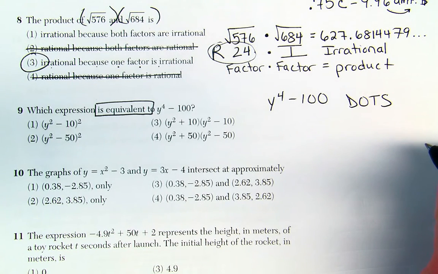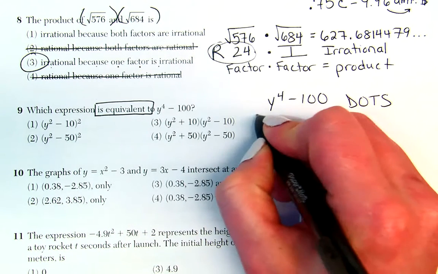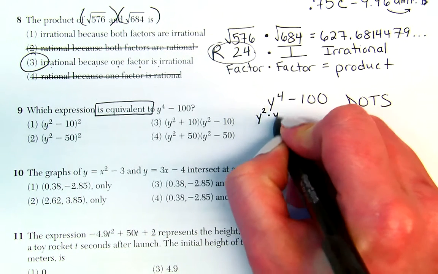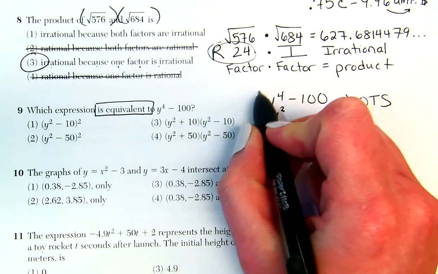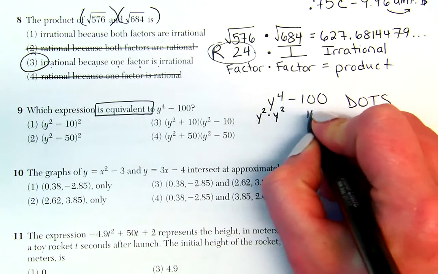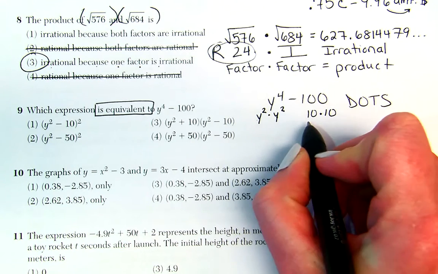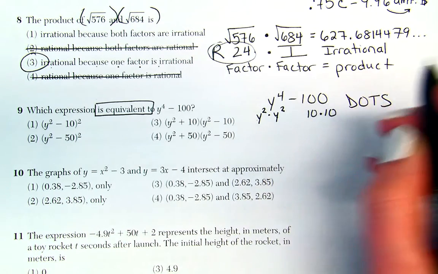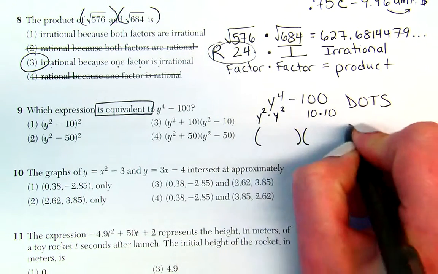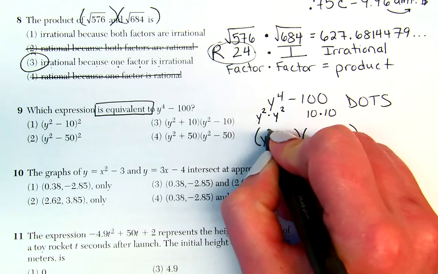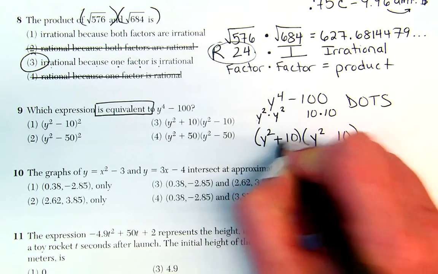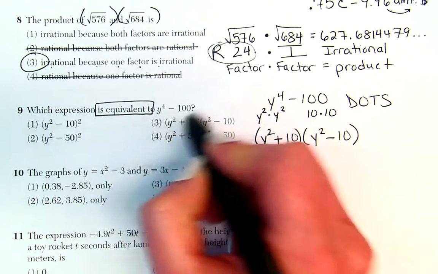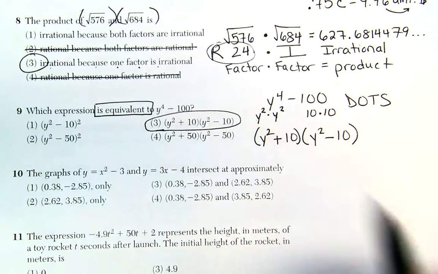There are a lot of videos online about this. So y squared times y squared are the two identical factors that multiply together to make y to the fourth. And 10 times 10 are the two identical factors that multiply to make 100. So the difference of two squares states that you can take each of these factors, place them inside parentheses. One will get a plus and one will get a minus. So this is going to be choice 3.